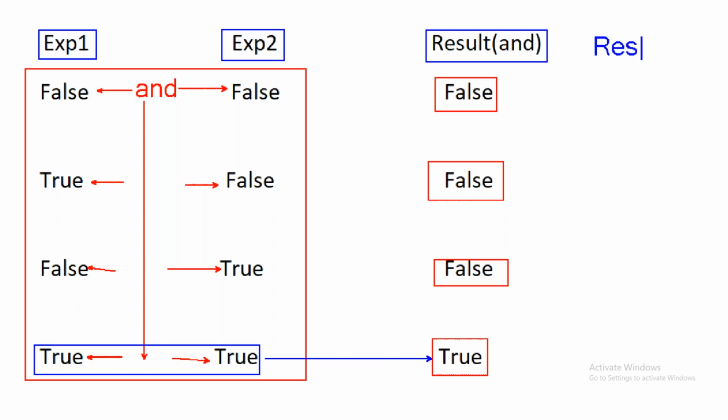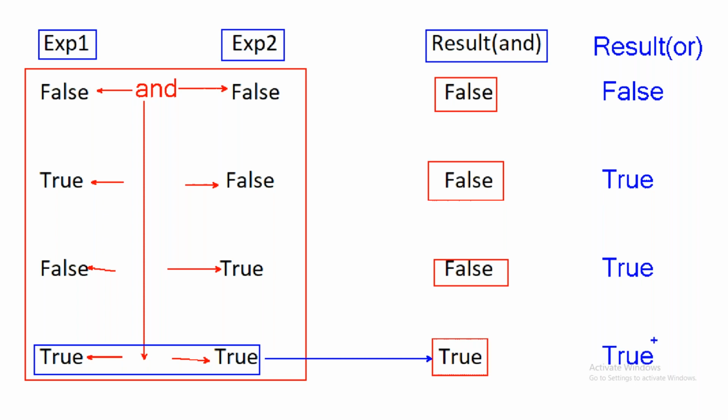Let me add here itself the result of the OR operator. What is the result of the OR operator? Here it is false. If any one input is true, the output is true.